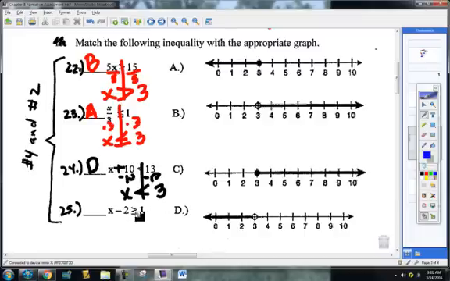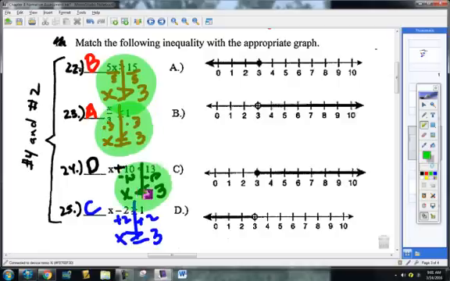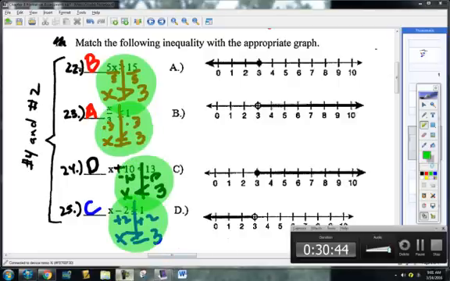I'm going to add 2. That's going to be x greater than or equal to 3. And that is going to be letter C. Once again, guys, if you did not show this work, it is wrong. It's wrong if you didn't solve it. That's the only way you could do it.